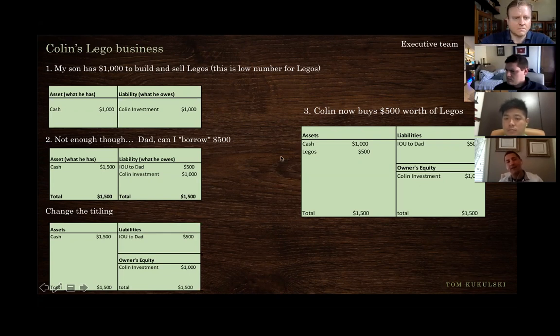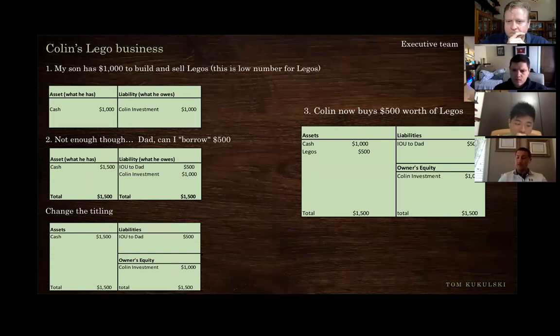So on the top left-hand side, my son has $1,000. The way we want to think of this as a business is he's now investing it in his business, so we won't have to divorce the fact that he just has this cash laying around. Let's say it's called Colin Legos LLC. So he has $1,000 cash, and his initial investment is $1,000.